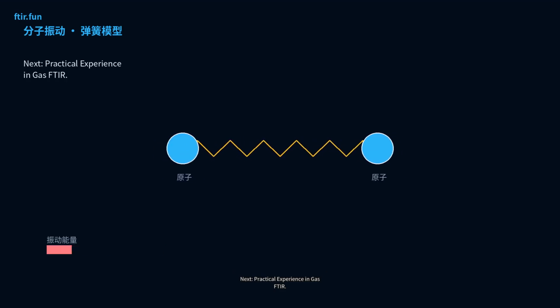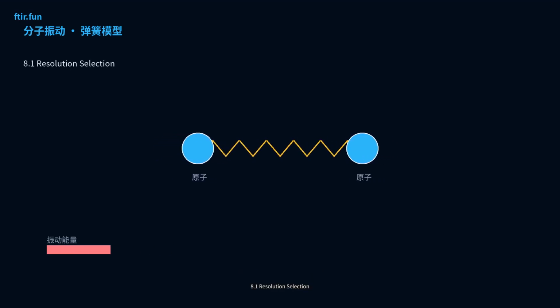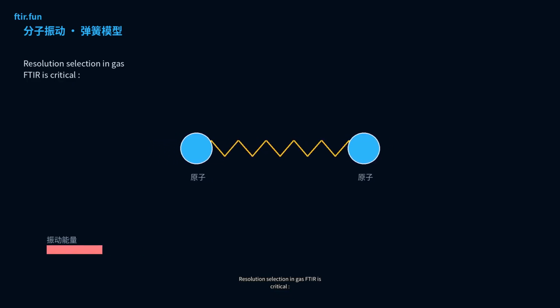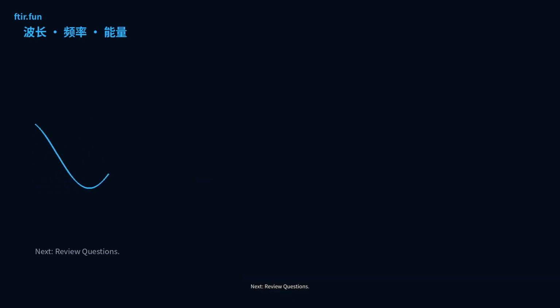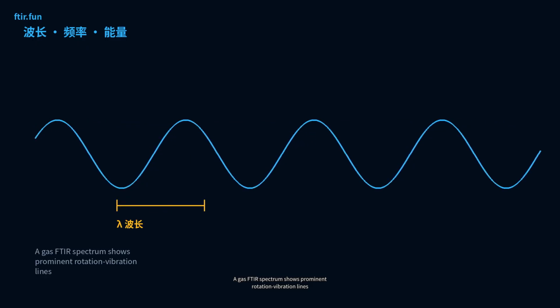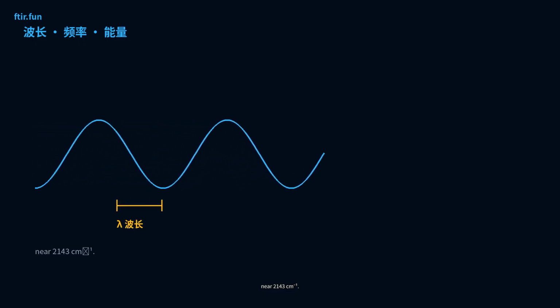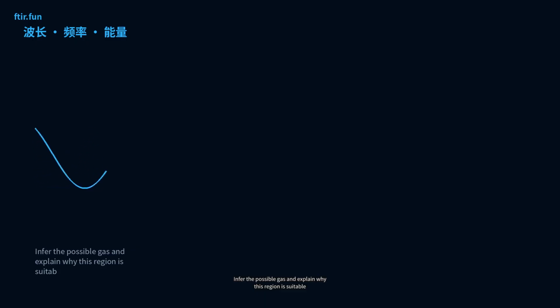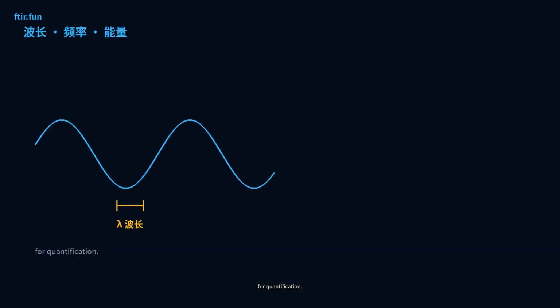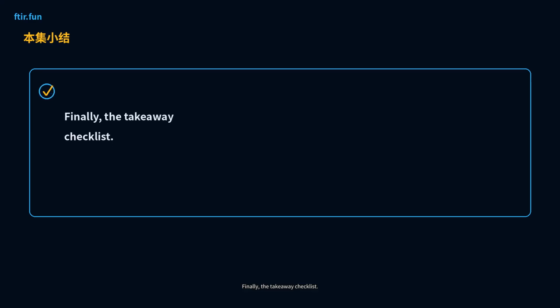Next, practical experience in gas FTIR. 8.1 Resolution selection. Resolution selection in gas FTIR is critical. Next, review questions. A gas FTIR spectrum shows prominent rotation-vibration lines near 2,143 centimeters. Infer the possible gas and explain why this region is suitable for quantification. Finally, the drill checklist. Make sure you can recall each item.